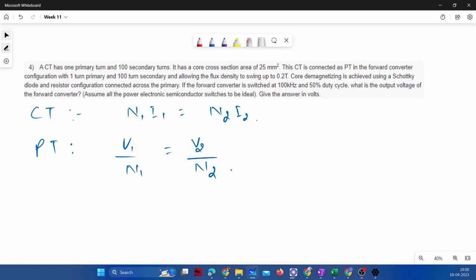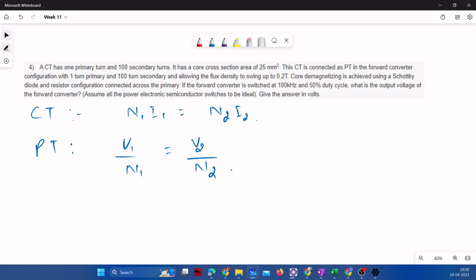So in this problem, the CT is given with a primary turn of 1 and secondary turns of 100, and if you combine all the conductors, the cross sectional area where all the turns are placed is 25 mm square. And this CT is now connected as a PT in the forward converter.